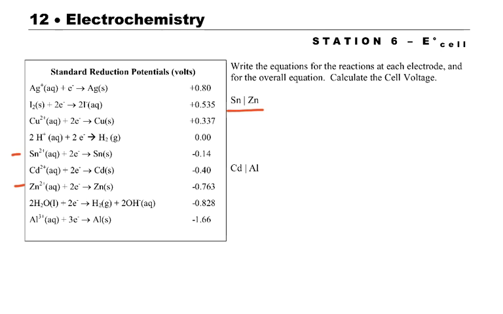So first off, the voltage is going to be the higher one, and this is from high to low. So the voltage is going to be negative 0.14 plus, we're going to take the other one and turn it around, so it's going to be positive 0.763. So the voltage for that, I get with my calculator, is 0.623 volts. Write the equations for the reactions at each electrode and the overall.